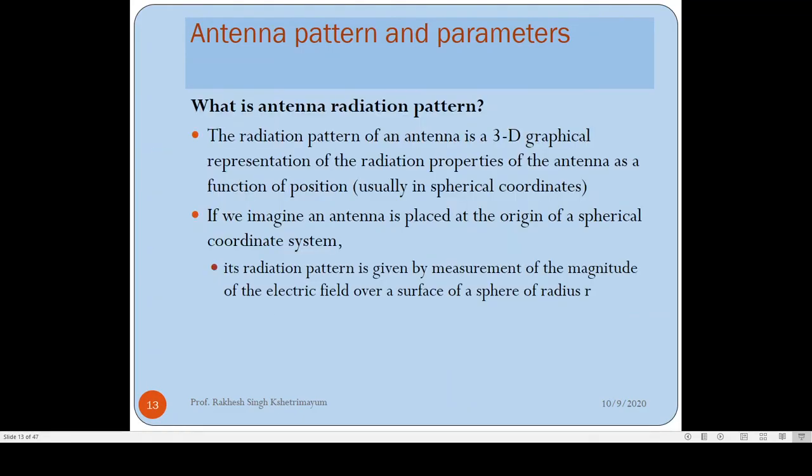What is a radiation pattern? It is a 3D graphical plot of the radiation fields of the antenna as a function of spherical coordinates theta and phi. You can also have a power pattern, but if you want to have the field pattern of the antenna, what you do is you imagine that the antenna is placed at the origin of a spherical coordinate system, and you measure the electric field at a distance r for different values of theta and phi, and you plot it. That is your field pattern of the antenna.